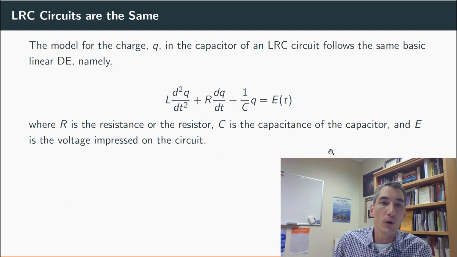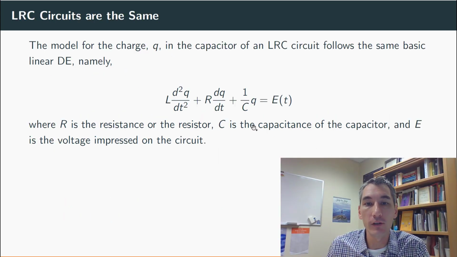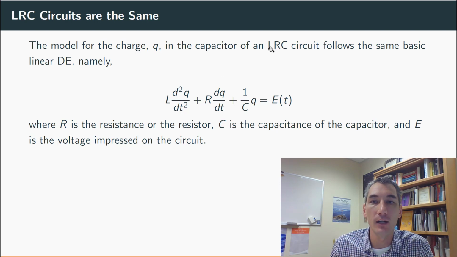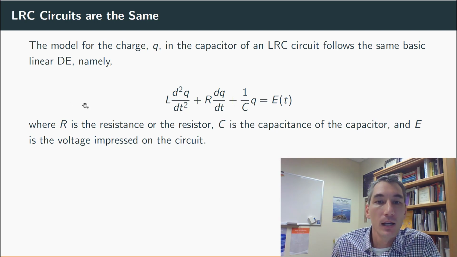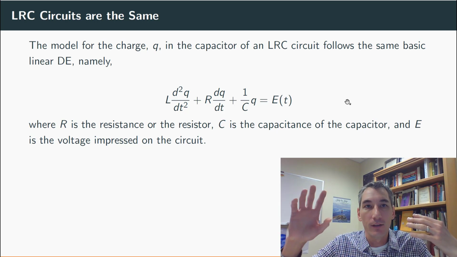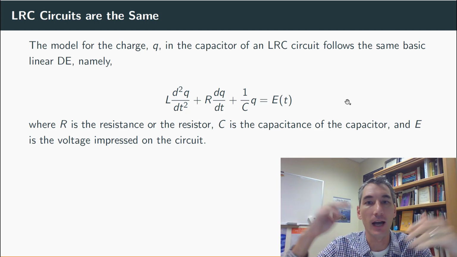Okay? What's really interesting is that LRC circuits are the same. So if you have an inductor, resistor, capacitor in a circuit, the differential equation is identical. Here I've written it for the charge Q in the capacitor, the second derivative of charge, the first derivative of charge, and the charge in the capacitor. Here's the external voltage from like a battery. It turns out that the circuit will satisfy the same properties.